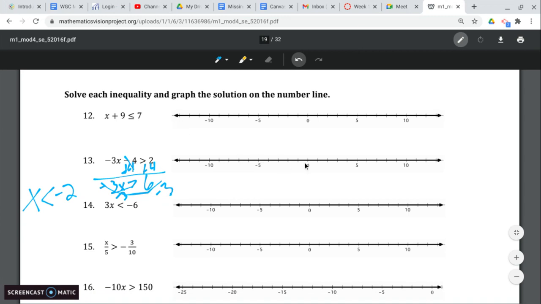So we come over here to our number line and we find negative 2. Are we going to have an open or closed circle? It's going to be open because we do not have the equal to. So we have our open circle, and it's going to go to the left because it's everything less than negative 2. All right, the next one we're looking at is number 15.